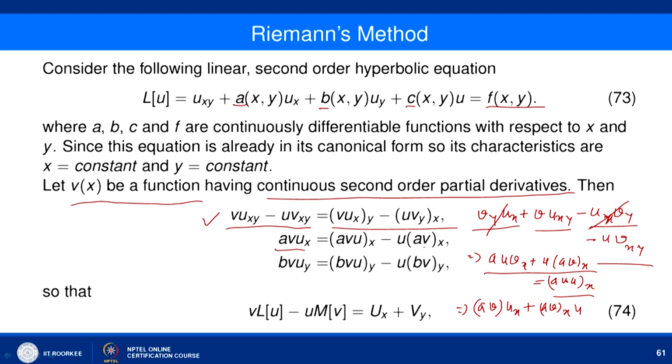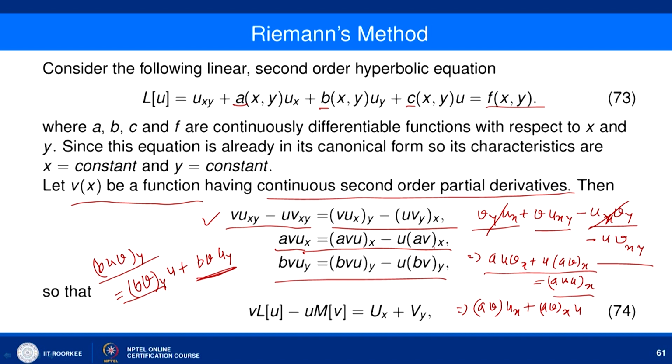Similarly, in the same way we can write b u_y v as b v_y u plus b v u_y. So, here I can write b v u_y as this minus this, so (b u v)_y minus u (b v)_y. So, here we are using these identities.